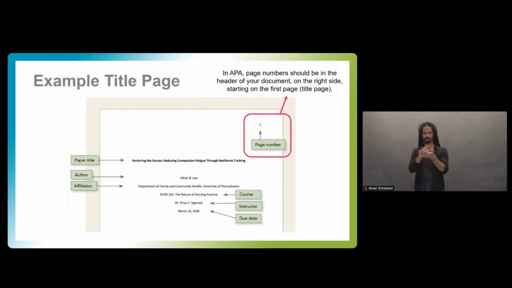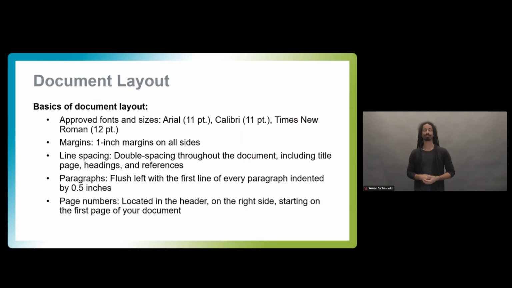So moving past the title page, here are some general document layout pieces of info that you need to know. APA actually has 3 recommended fonts and font sizes. So they recommend either using Arial in 11-point font, Calibri in 11-point font, or Times New Roman, but that's in 12-point font. So those are the 3 recommended, or approved, we could use that language, approved fonts and sizes in APA 7.